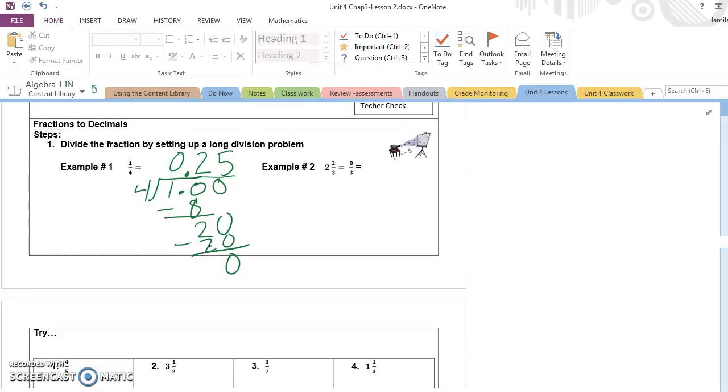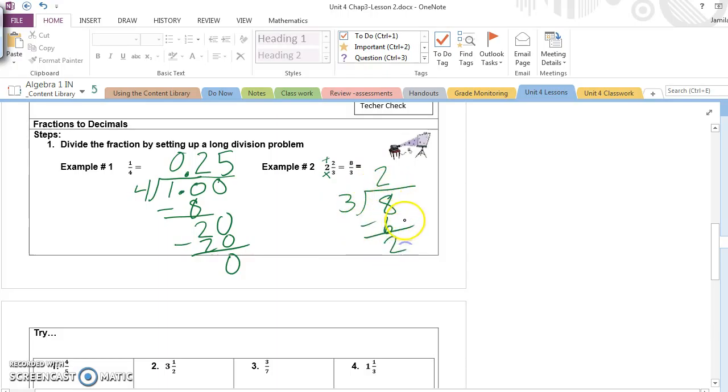Let's look at example 2. If you have a mixed number, in order to find the decimal, we need to first convert it to an improper fraction. So we did 2 times 3, which is 6, plus 2, which is 8 over 3. Now we can divide just like we did in example 1. So how many times will 3 go into 8? Well, 3 times 2 is 6, times 3 is 9. So it goes 2 times. 3 times 2 is 6. I have 2 left over.